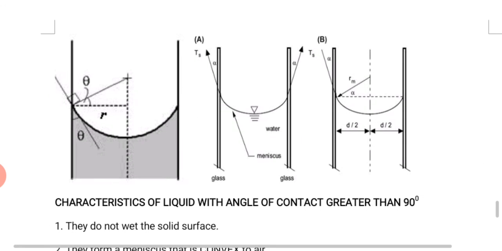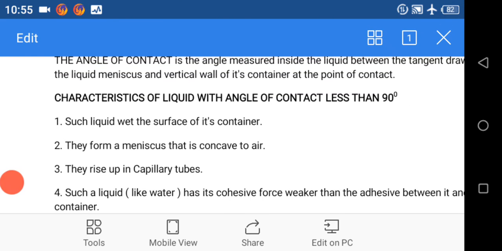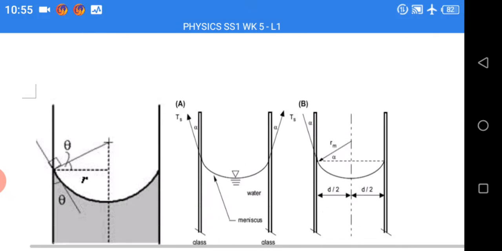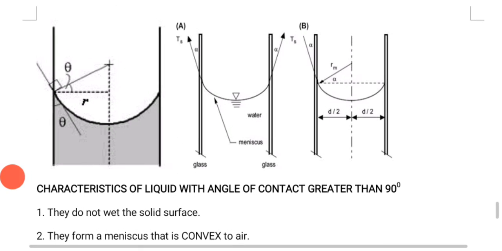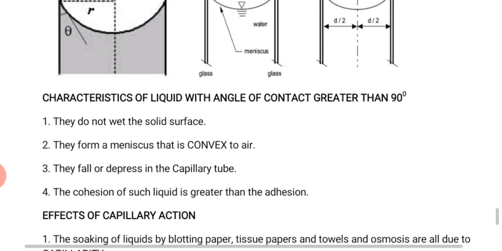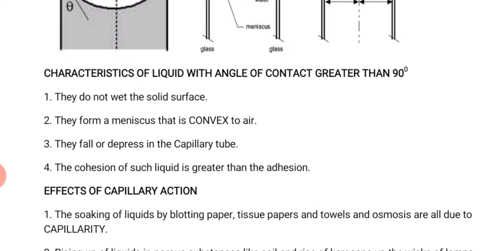We have the diagram that shows the liquid forming an angle less than 90 degrees to the wall of the container. Characteristics of liquids with angle of contact greater than 90 degrees. They do not wet the surface of the glass. They form a meniscus that is convex to the air. They fall or are depressed in a capillary tube. The cohesion of such liquid is greater than the adhesion.